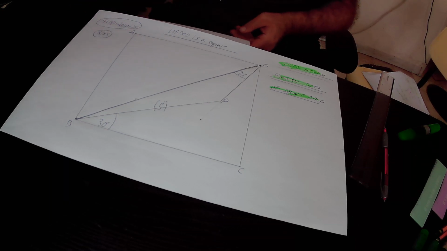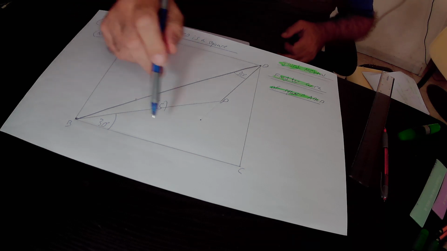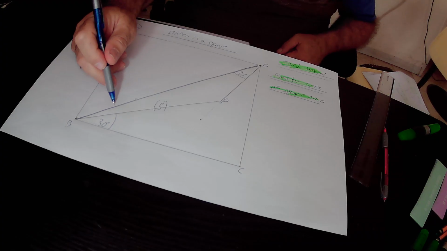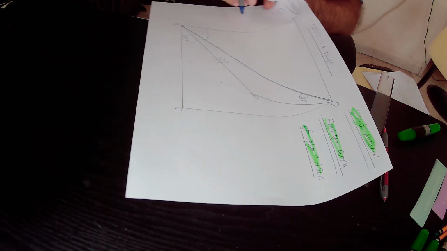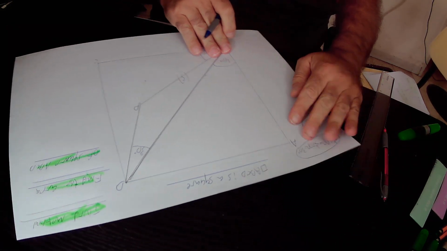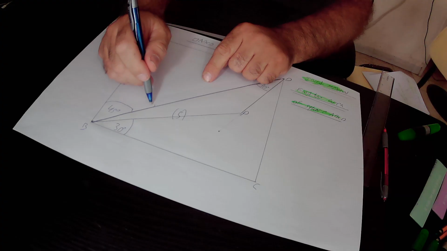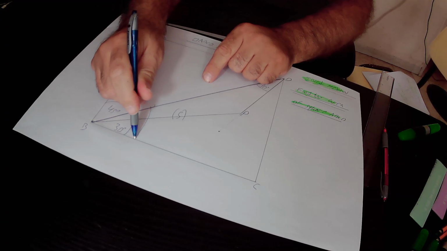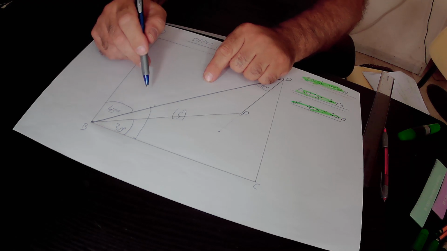Diagonal DB bisects the angles of the square, so DB bisects angle ABC. This is the first half, which equals 45 degrees in size. This is the second half of angle ABC, that also equals 45 degrees in size. This angle equals 30 degrees, and therefore this angle must be equal to 15 degrees in size.